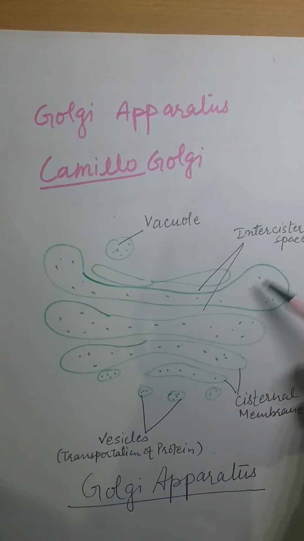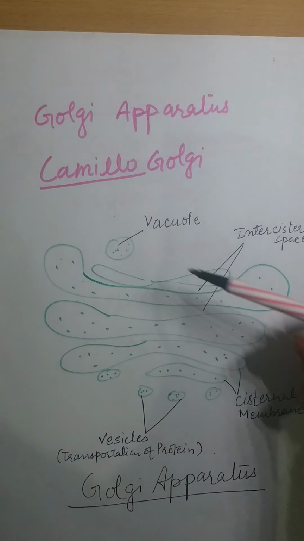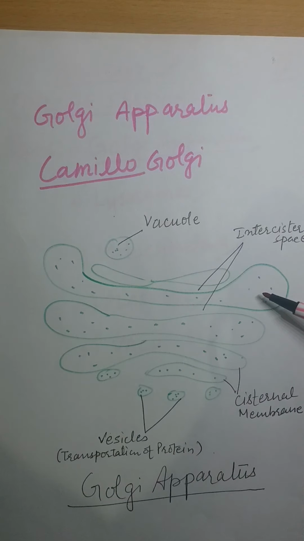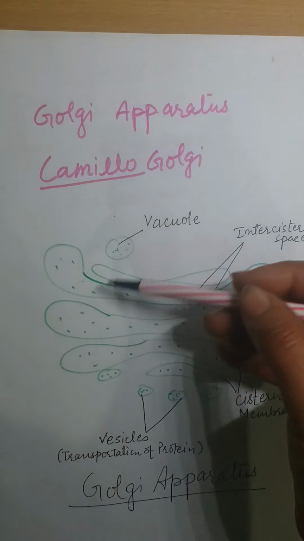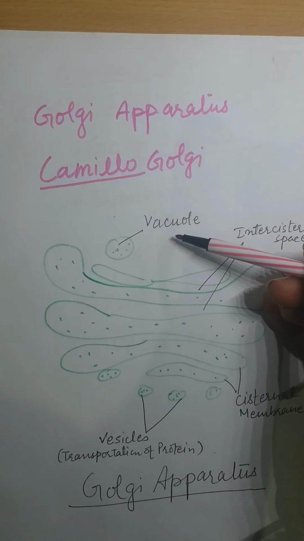You can see the Golgi apparatus is made up of flattened tubular structures, and some vacuoles are also here. So these are made up of some flattened tubular structures, and these tubular structures are present over here and some of the vacuoles over here.